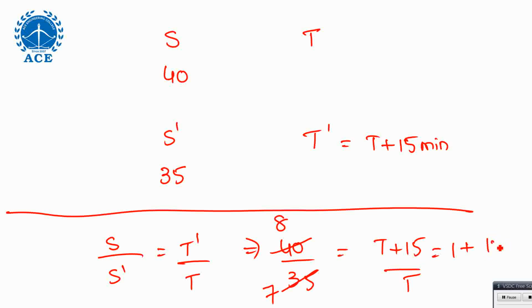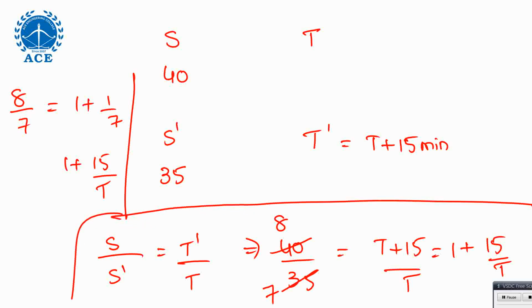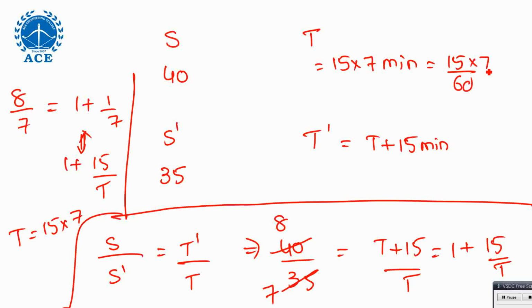T plus 15 by T equals 8 by 7. 8 by 7 can be written as 1 plus 1 by 7. Left hand side, right hand side, 1 plus 15 by T. Now what can we compare? What T value did you get here? 15 into 7, 105 minutes. 105 minutes divided by 60 will give hours.